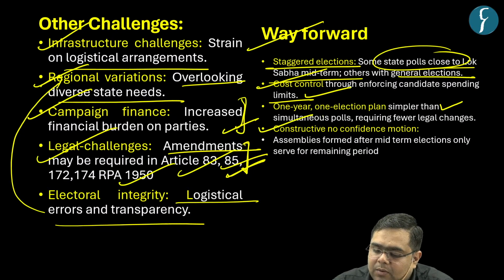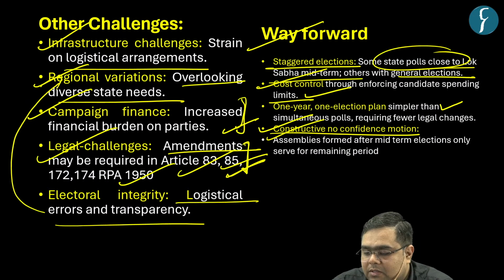Then there could be an alternative of constructive no confidence motion, that a party can bring in a no confidence motion only when they have the support to form the government on the floor. This kind of exercise is carried out in Germany. It's called constructive no confidence. It means that a party should not bring in a no confidence motion unless it has the numbers to form the government on the floor.